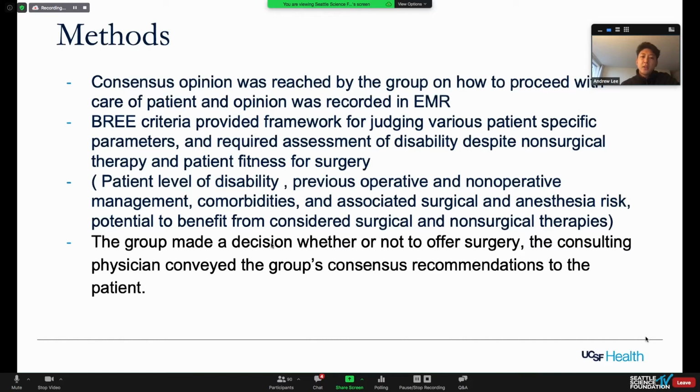Predefined criteria were utilized to judge various patient-specific parameters and required assessment of disability despite non-surgical therapy and patient fitness for surgery. The group made a decision whether or not to offer surgery. The consulting physician then conveyed the group's consensus to the patient.